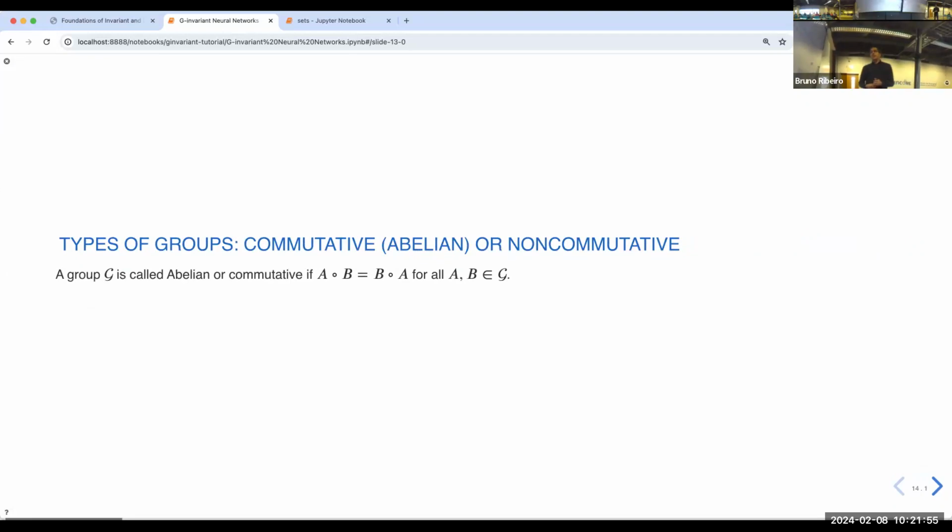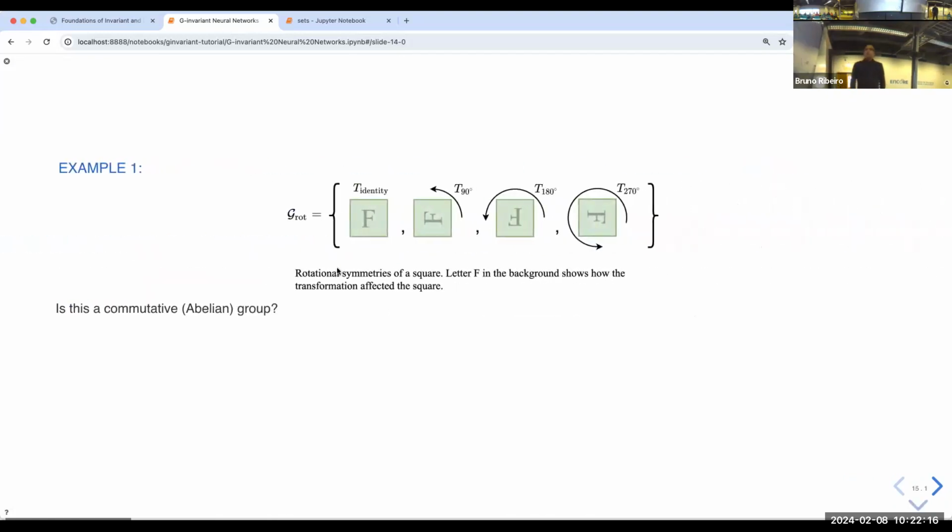So there are a few types of groups. One type, for instance, is the commutative group, or abelian group, or non-commutative. What is commutative is that for the operations in the group, applying B first and then A is the same as applying A first and then B. Okay? Is this an abelian group?